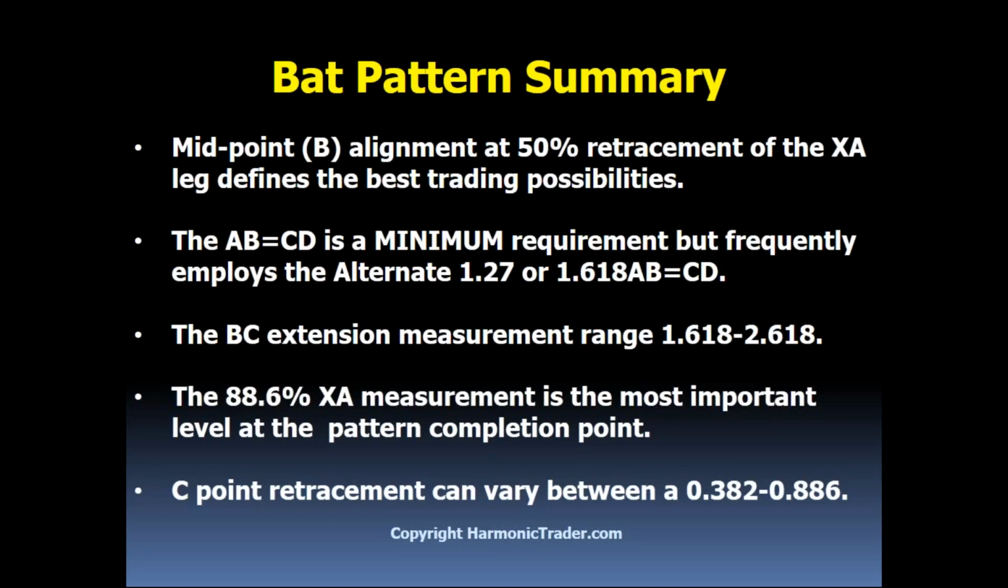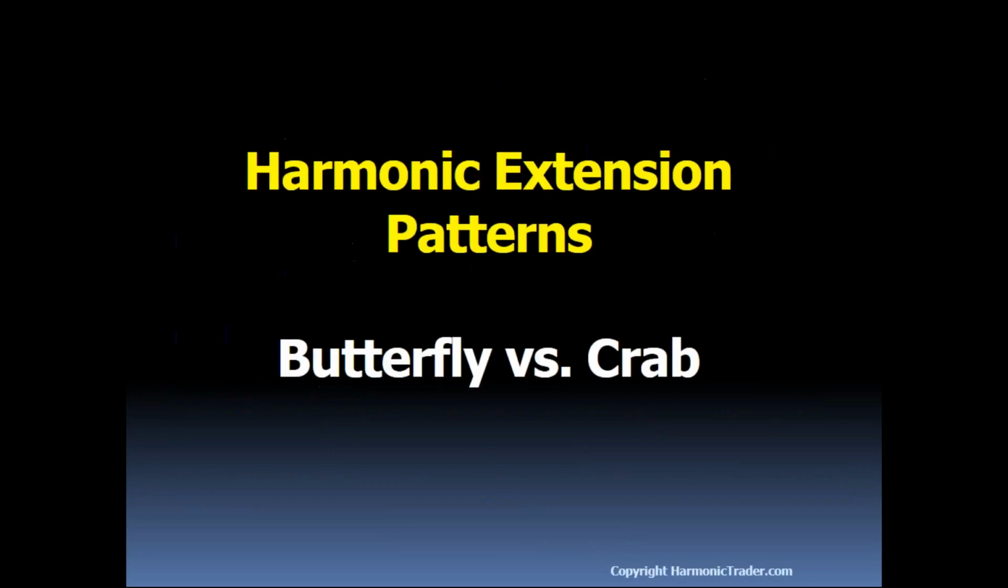This reinforces the concept that the bat is a more extreme structure with a deeper retest of its starting point at X. Also, the 886 XA measurement is the most important ratio and price level to consider at the completion point. And the C point retracement can vary between a 382 and 886, but just to maintain the M and W symmetry, it cannot exceed the initial point at A.